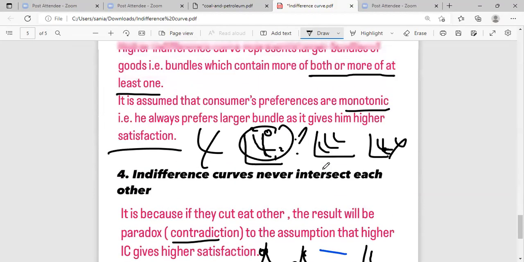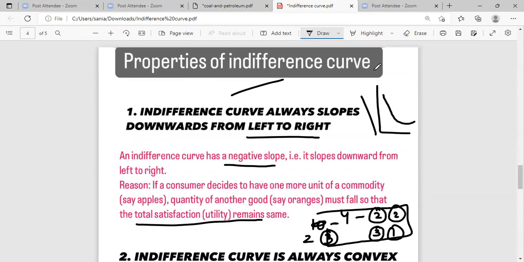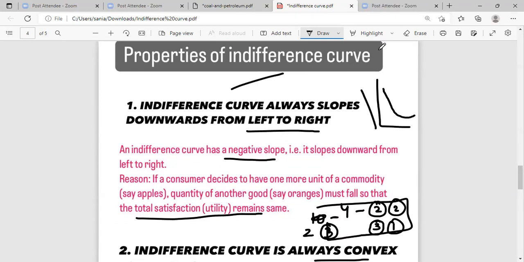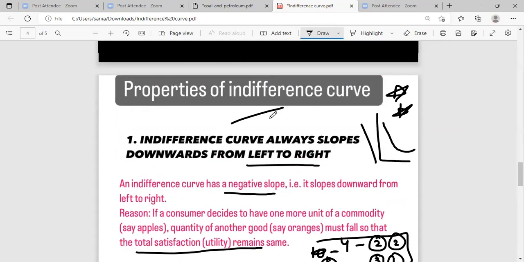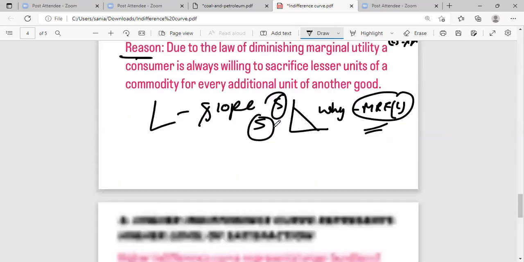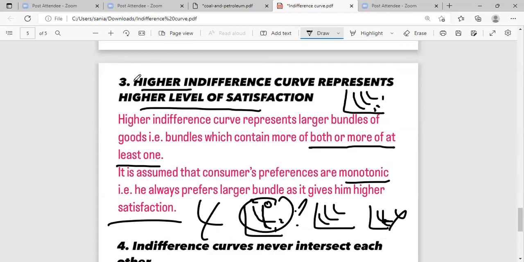Okay. So now you will write it down. Properties of indifference curve, first, second, very, very important. When I gave my board exam, I got the direct question: what are the properties of indifference curve? Or you can get a question like this: why is an indifference curve convex? Or why does an indifference curve slope downwards from left to right? Why does a higher indifference curve, this one is very important, represent a higher level of satisfaction? There are high chances they'll ask you either the properties, or why a higher indifference curve represents a higher level of satisfaction. Clear?